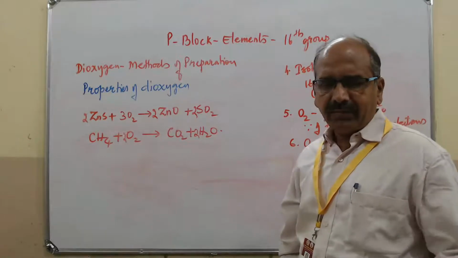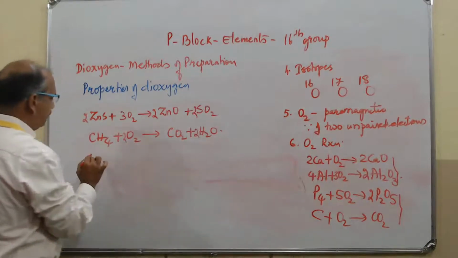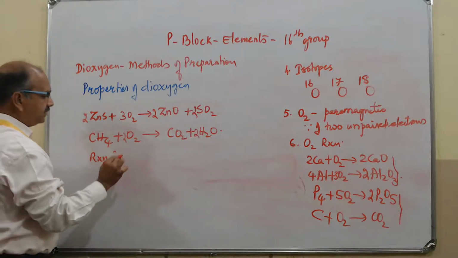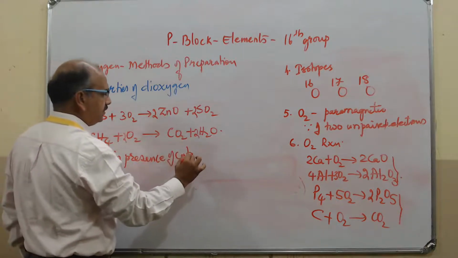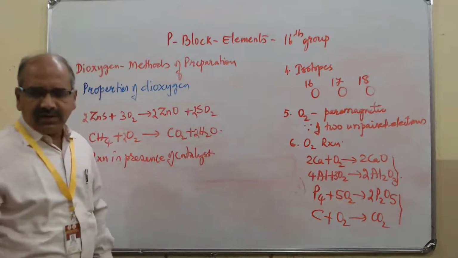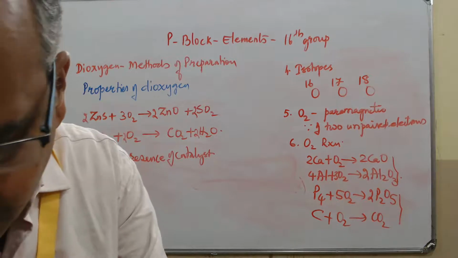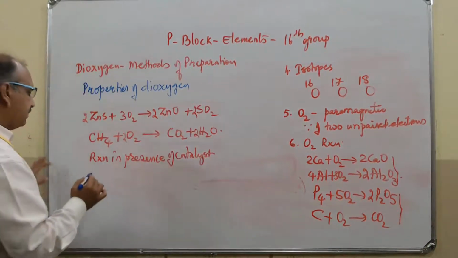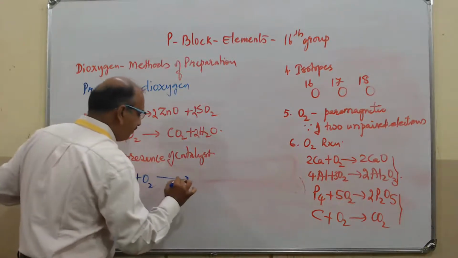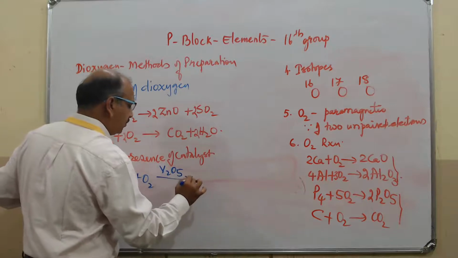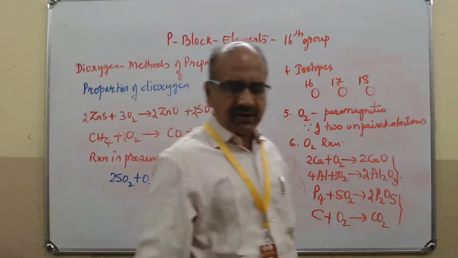This oxygen also can be reacted in presence of the catalyst. So what will happen when some catalyst is present there? Sulfur dioxide reacts with oxygen, 2SO2 plus O2 in presence of vanadium pentoxide to give 2SO3. This is a very important reaction in the sulfuric acid manufacture.